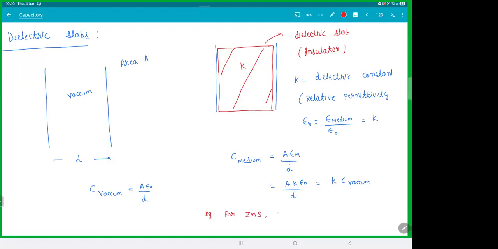ZnS, zinc sulfide, has an epsilon R, or K value, of around 8.3. It means that by coating with zinc sulfide inside, you can increase the capacitance by 8 times. And it also has multiple advantages.